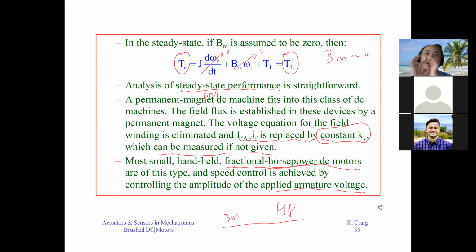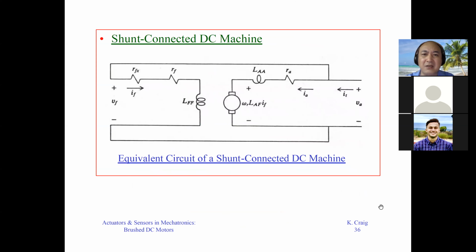But in many mechatronics applications, your motor's power is less than 1 horsepower. That's why they use the term fractional horsepower. When you build something to check the motor's characteristics, that is called a dynamometer.